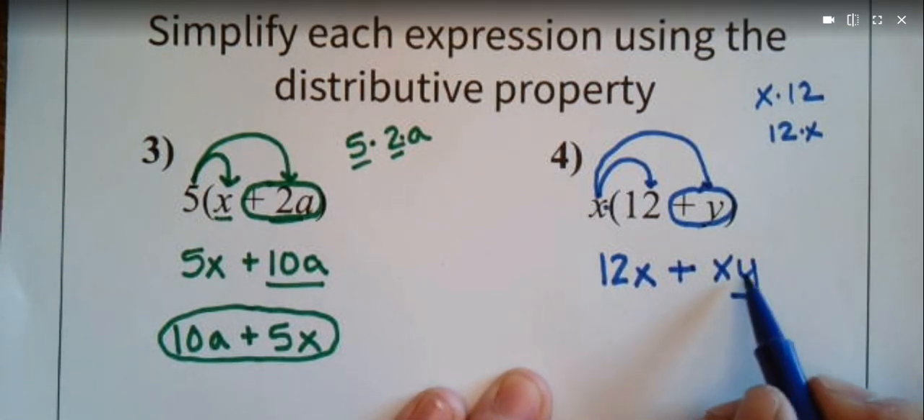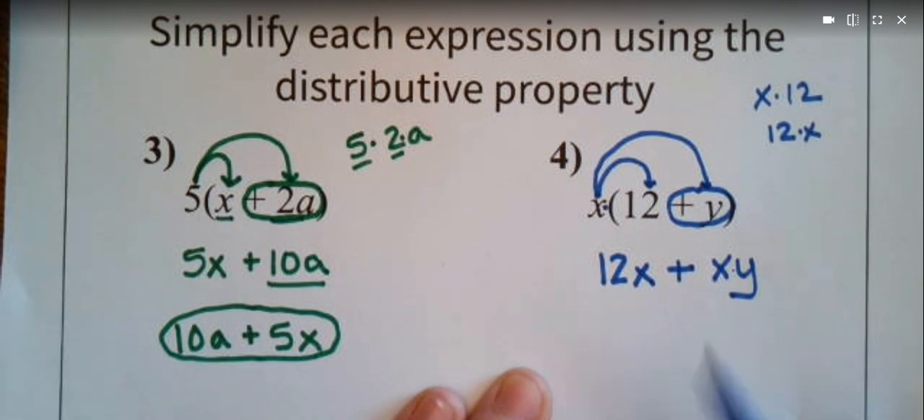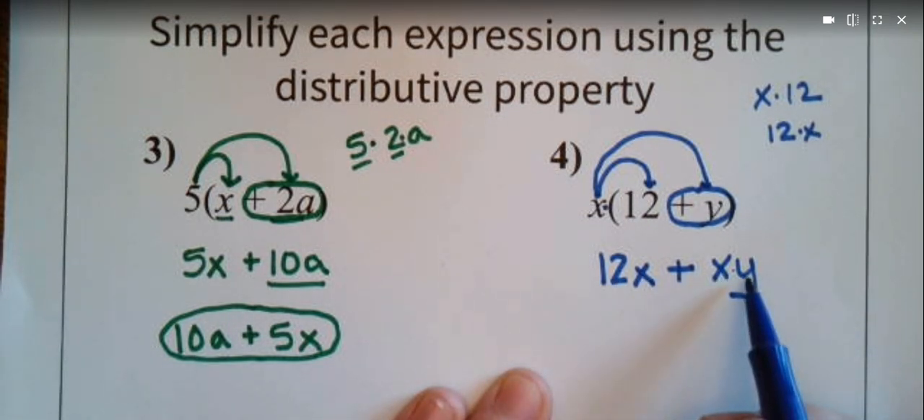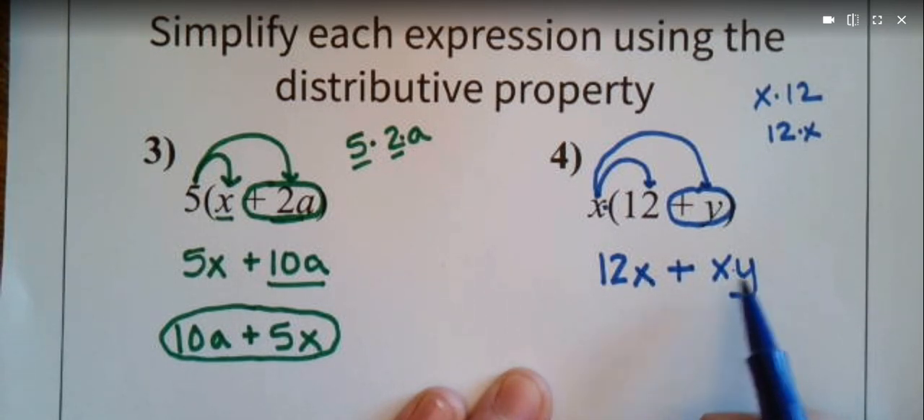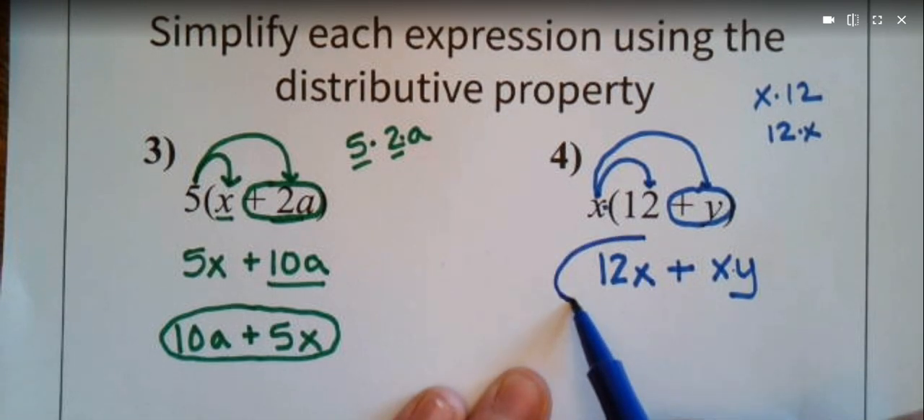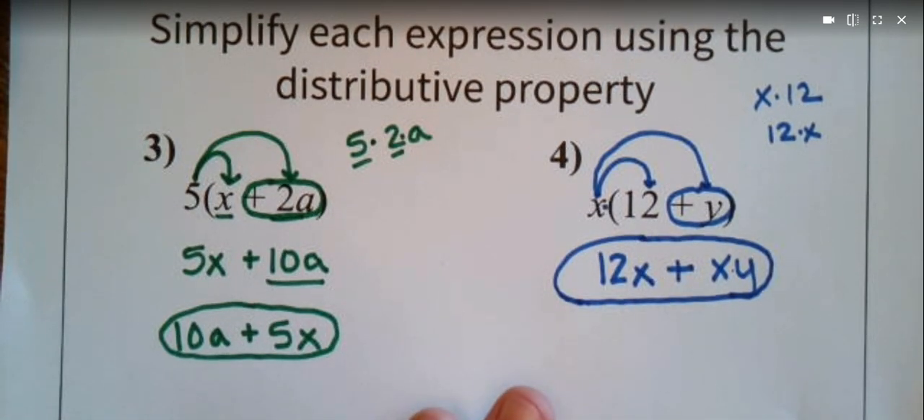I want to be sure I put those in alphabetical order. I don't even need a dot in between. Just by sticking them together, I know there's an invisible operation of multiply. So now I end up with 12x plus xy. Can I combine the terms together? Nope, they don't have the exact same variable. This is an x and this is an xy. So I'm going to leave them separate, and this is as simplified as I can get. There we have it.